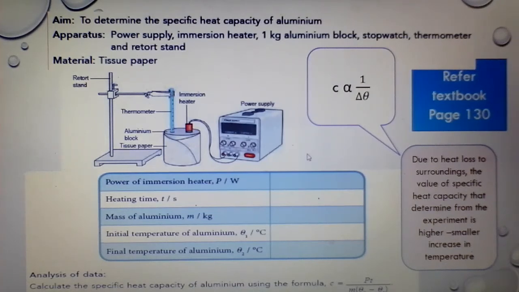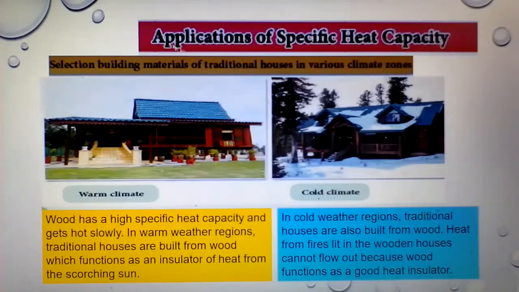So when you do this experiment, you get the value. So you just write a discussion explaining that there is heat loss to the surrounding that causes the change in temperature to decrease. Thus, the value of C that we get is larger as compared to the actual value. Okay, now look at the application of specific heat capacity.